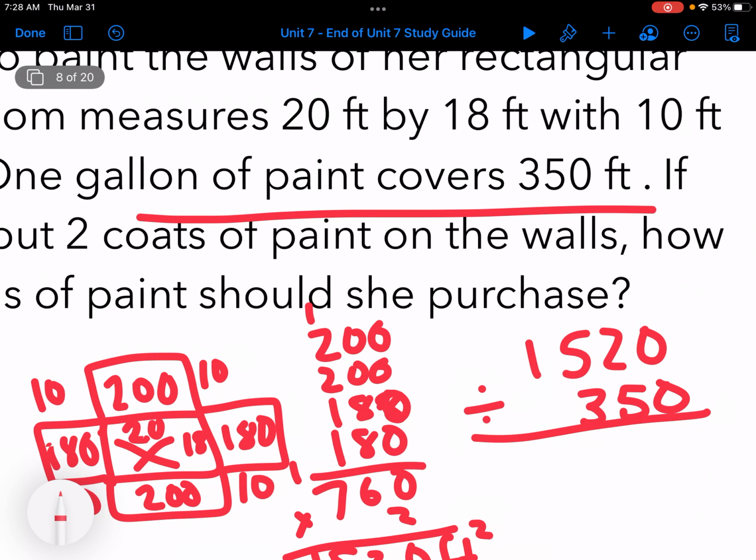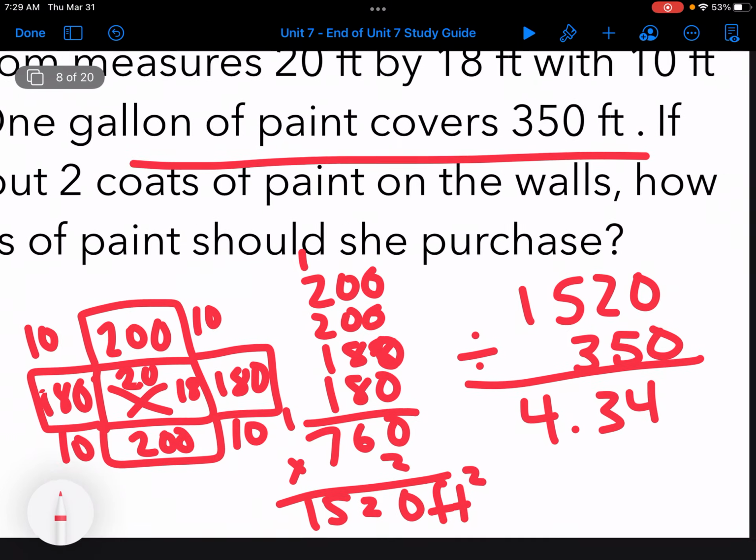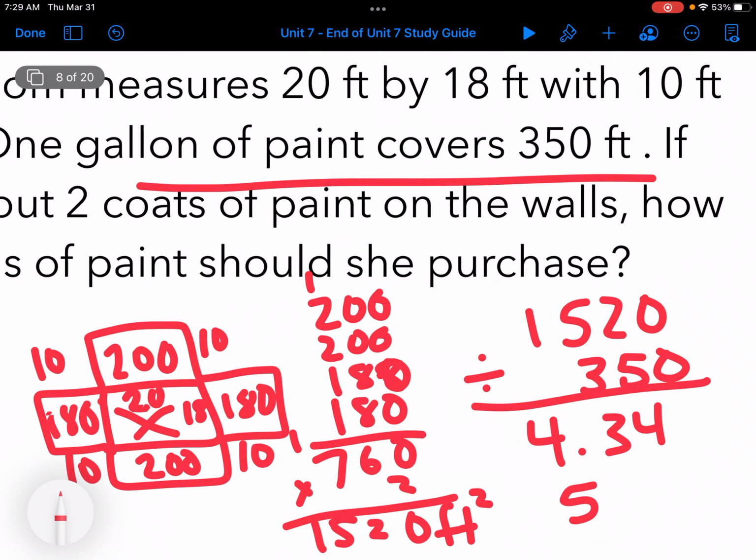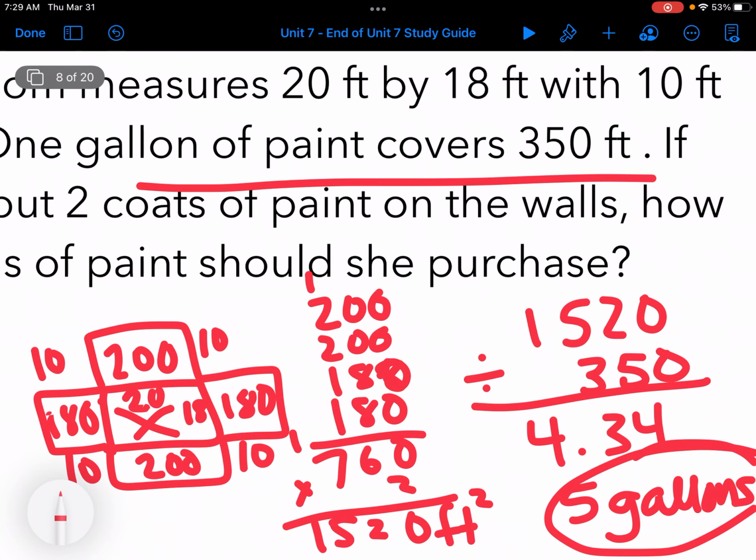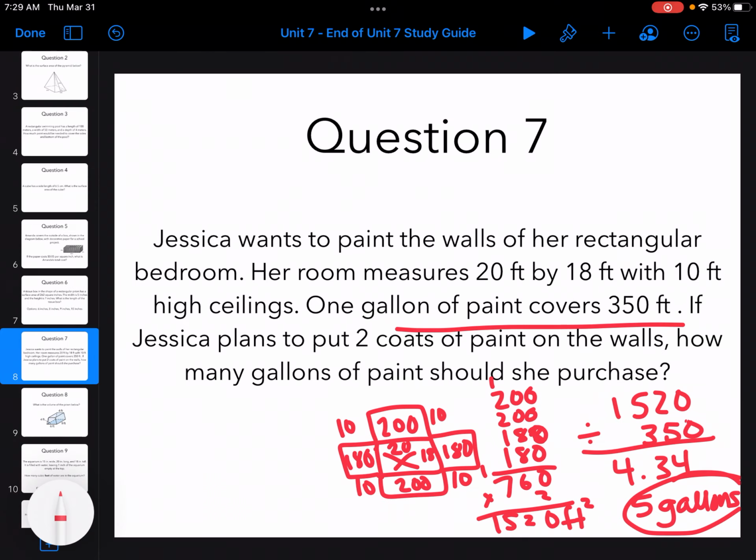Where's my calculator? So in my calculator, I've got 1,520 divided by 350. I get 4.34 and a whole bunch of other junk. Okay, but I can't buy 0.34 of a gallon of paint. They're not going to let me do it. That would be insane. They're going to look at me like I've got 3 heads. So I have to round up. I'm going to buy 5 gallons of paint.